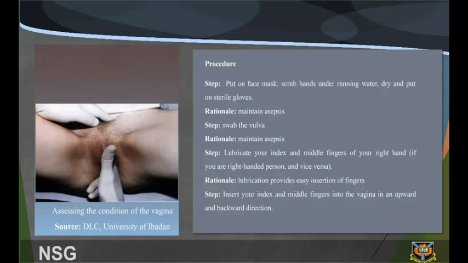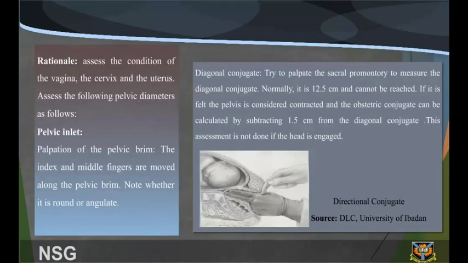Maintain asepsis. Lubricate your index and middle fingers of your right hand if you are right-handed, and vice versa. Lubrication provides easy insertion of fingers. Insert your index and middle fingers into the vagina in an upward and backward direction. Assess the condition of the vagina, the cervix, and the uterus. Assess the following pelvic diameters as follows.